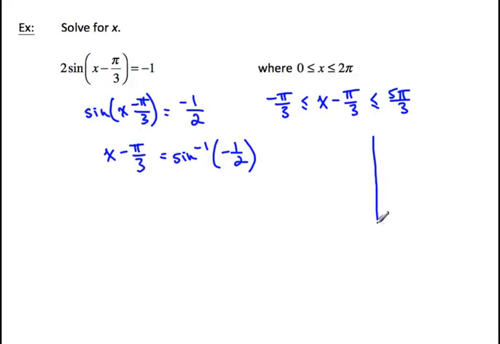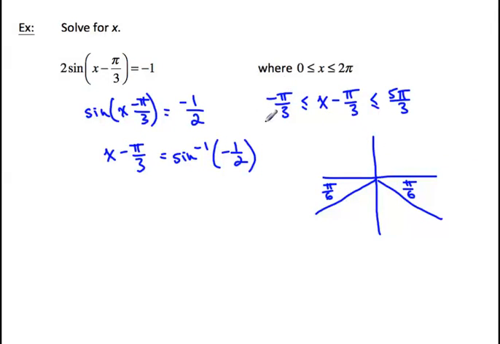So let's draw my diagram. I know that the related acute angle, as we've seen in all these questions, is 30 degrees, pi over 6, and to have a negative sine function, we need to be in the bottom quadrants, so I put my pi over 6 there. And now I need to think carefully about where I'm going with this.